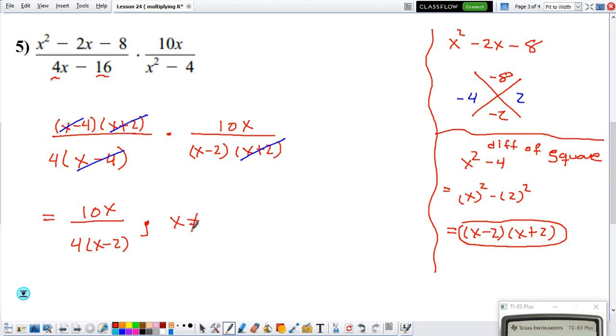Now, what value of x can I not use? Here, notice that the value of x that I cannot use is, what will this be? 2, because if I plug in 2, I will have 2 minus 2, which is 0. 4 times 0 is 0. So I will have 0 in the denominator. So x cannot be equal to positive 2. And this will be our final answer here.